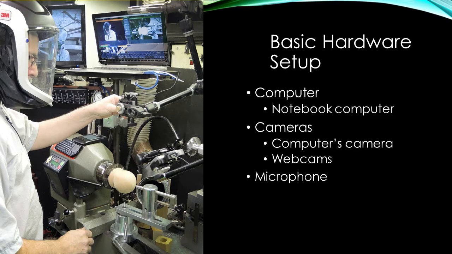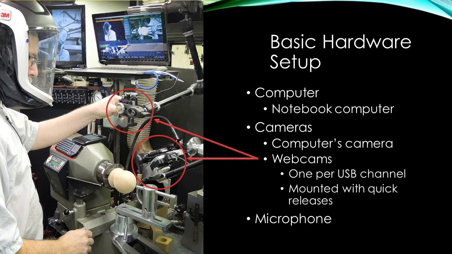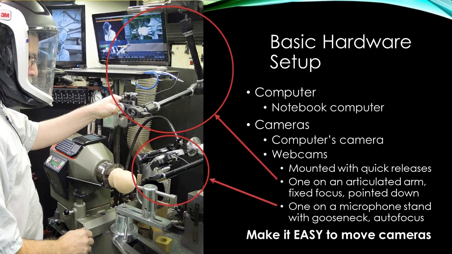The basic setup is a computer, a couple of cameras, and a microphone. We've got the computer. We've got the webcam in the computer. You've seen all of this already. We've got a couple of webcams. So one computer, two webcams, and you want to make it easy to move the cameras. That's key.